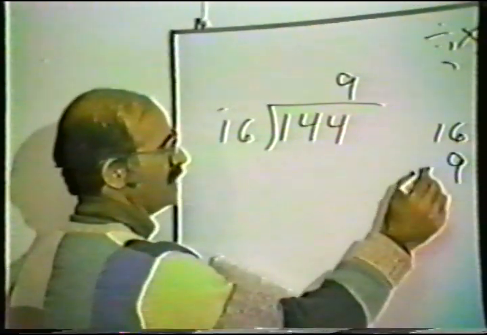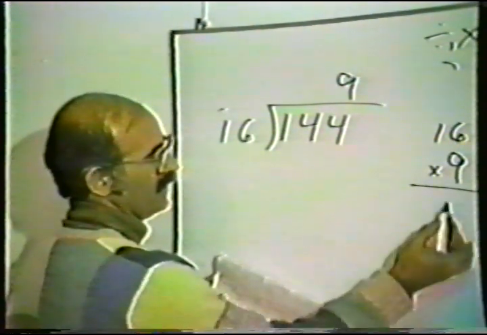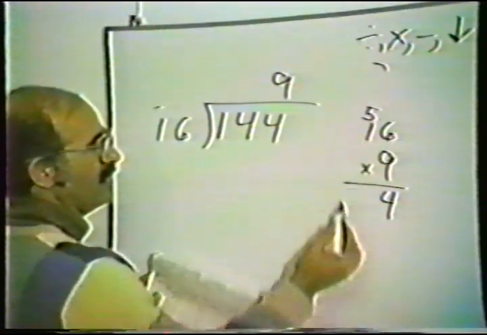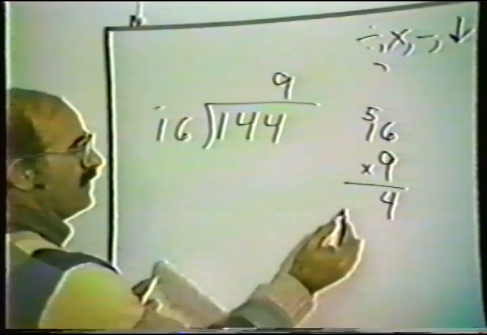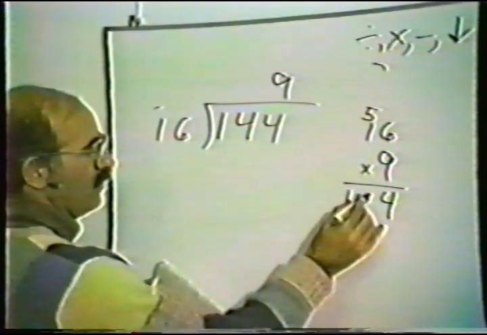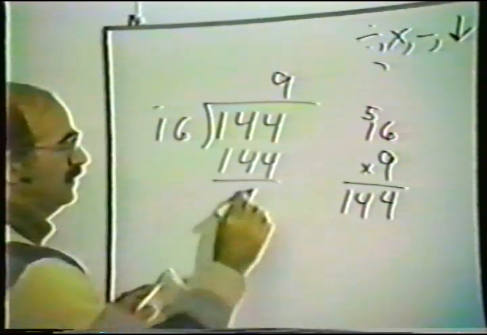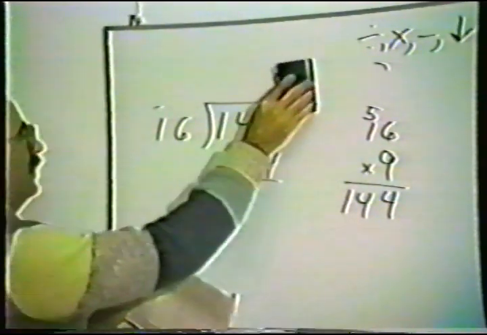16 times 9. 6 times 9 is? 54. Put down the 4, carry the 5. 1 times 9 is? 9. Plus the 5, 14. 144. Good or bad? Good. Yes, very good. Came out exactly.